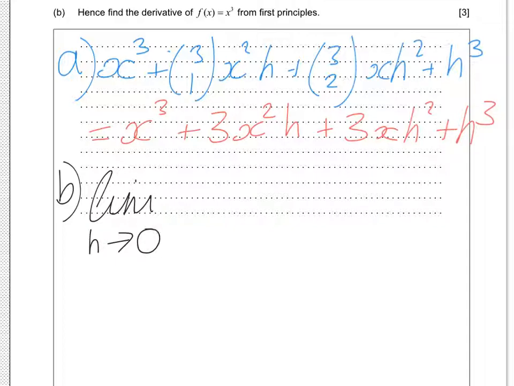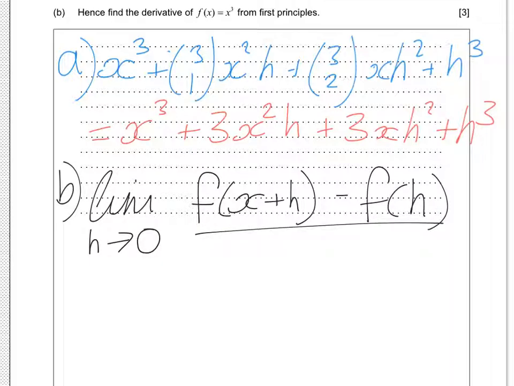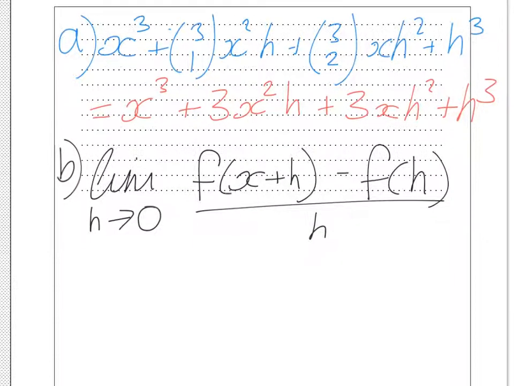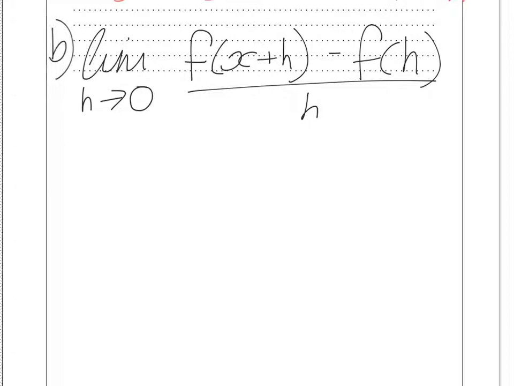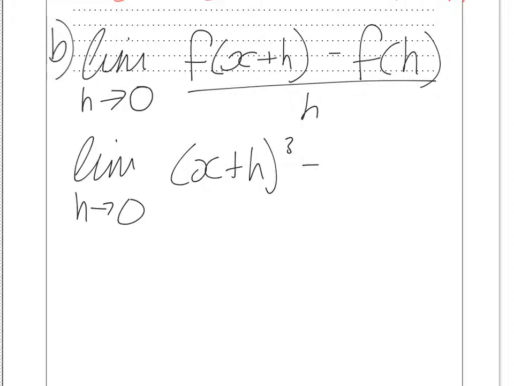You need to recall the fact that the definition of differentiation is the limit as h tends to 0 of f of x plus h minus f of x, all over h. In this case, we're using f is x cubed, so it's the limit as h tends to 0 of x plus h cubed minus, there should be an x here, shouldn't it?